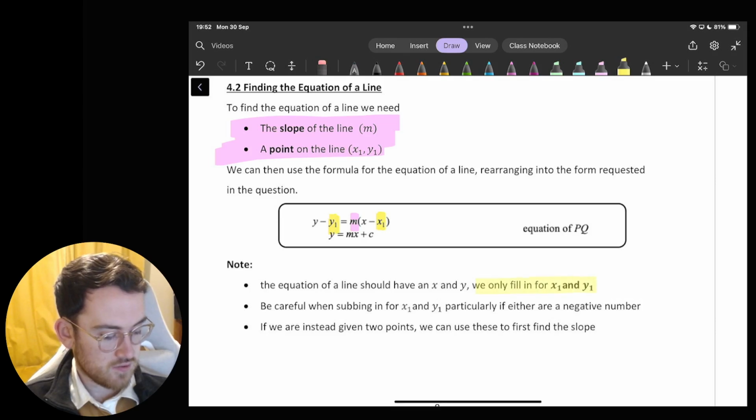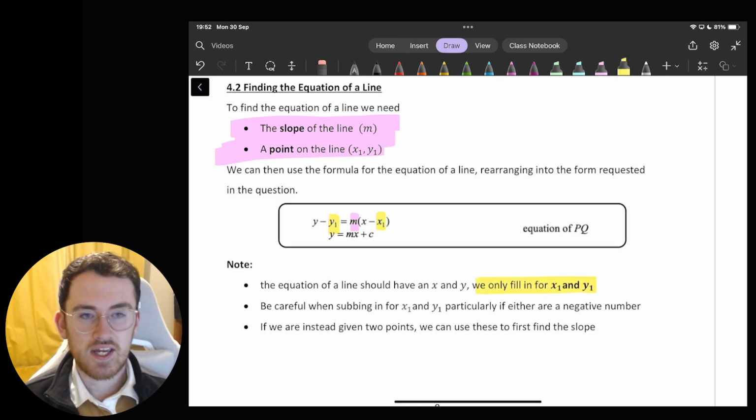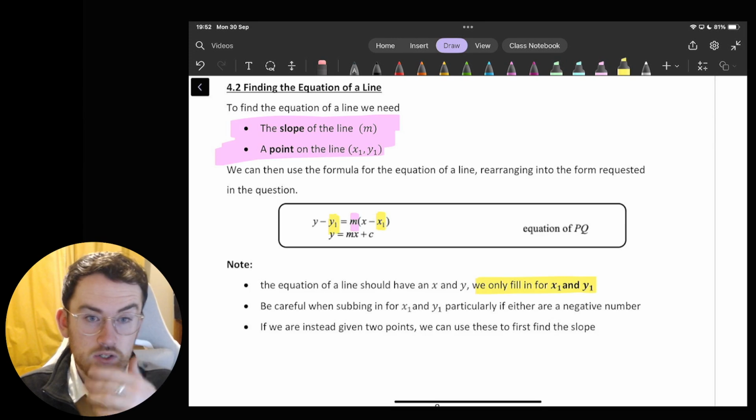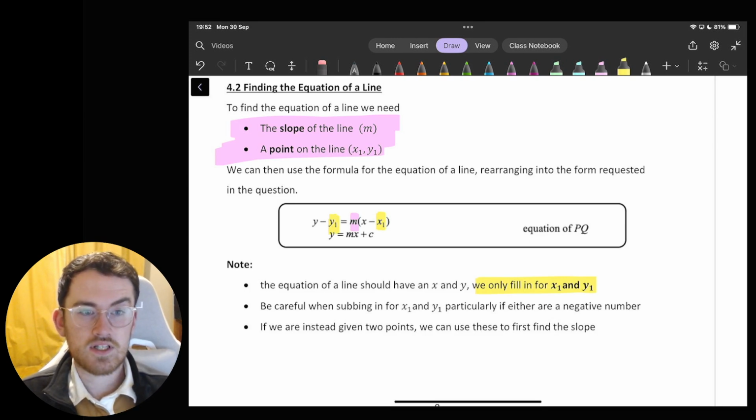So that's kind of the first bullet point that I have here in terms of using the equation of the line formula. The next thing is being careful just for subbing in with those, especially if we have a negative number. We've seen that in some of these other formulas we've been using. And the last thing then is if we're given 2 points instead, we may have to first find the slope and then find the equation of the line.